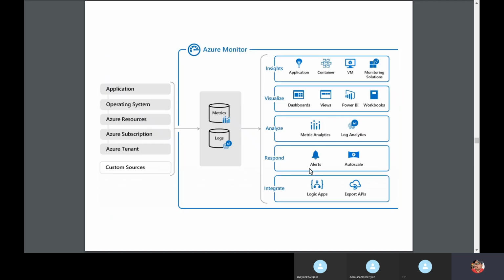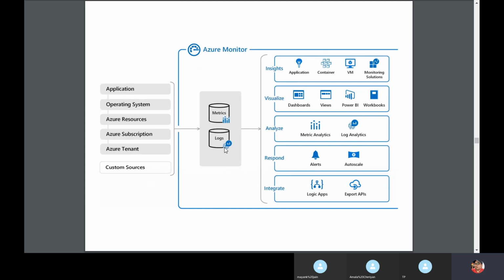Okay. So how exactly is Azure monitoring possible? Monitoring is done at the application level, operating system level, resources level, Azure subscription, Azure tenant, and the custom resources. All those are part of your applications or your Azure resources. It is not related only to Azure data centers and regions. It is applicable to your resources. Just remember one thing here.